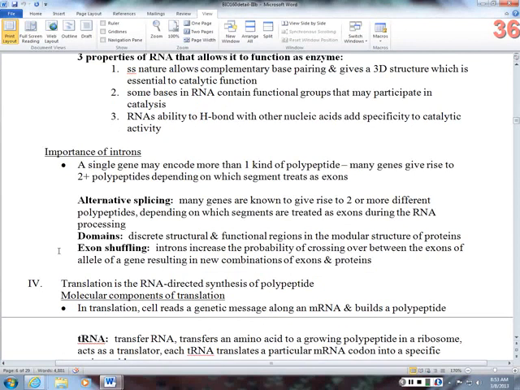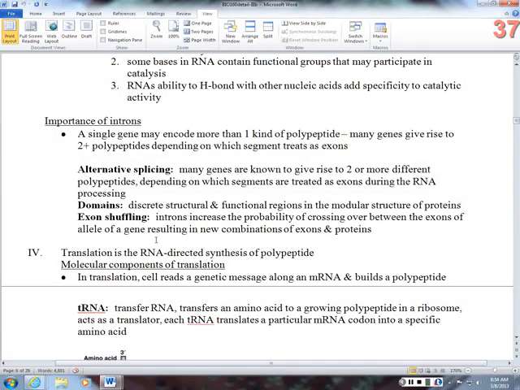So why have these introns anyway? It allows a single gene to encode more than one type of polypeptide. So many genes are going to give rise to 2 or more polypeptides depending on which segments it treats as exons. The alternative splicing, this is where you take different combinations of which sections you use to make different proteins out of the deal. The domains are the discrete structural and functional regions in the modular structure of proteins.